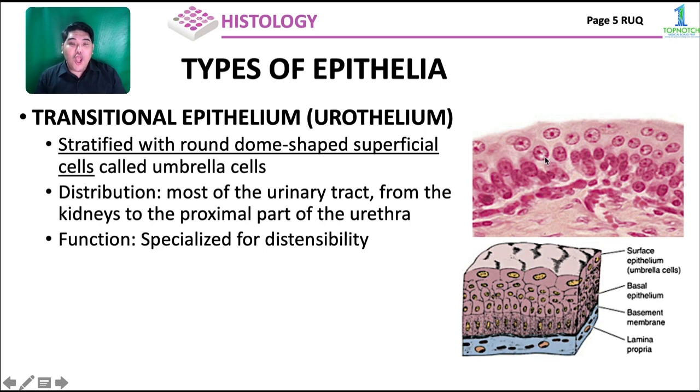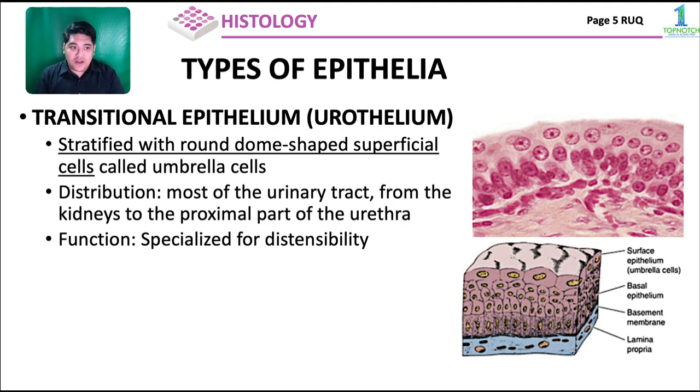Ano ang distribution? Saan nakikita ang urothelium? Syempre naman, most of the urinary tract from the kidneys to the proximal part of the urethra. Okay, later on, when we talk about the male and female reproductive, you will know na yung distal part ng urethra, more of stratified na yun. More of protection ang kailangan doon.